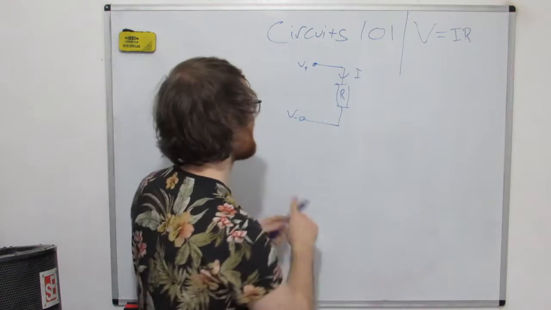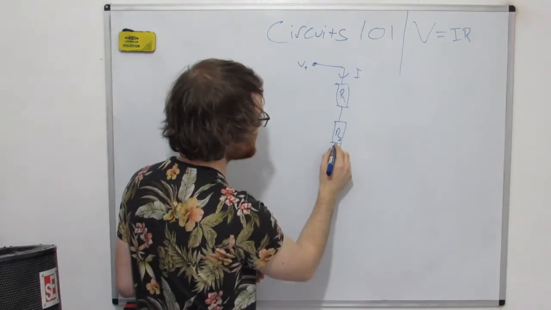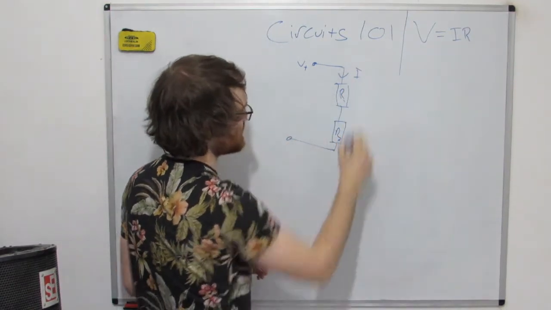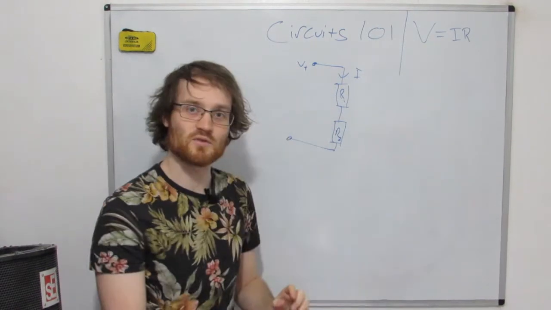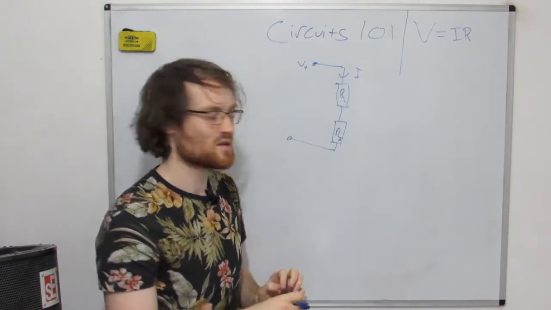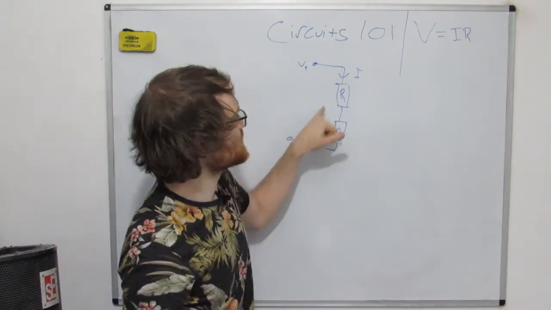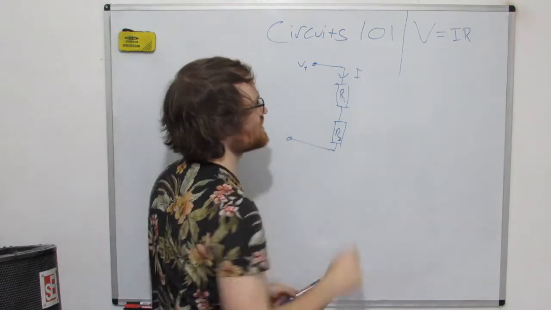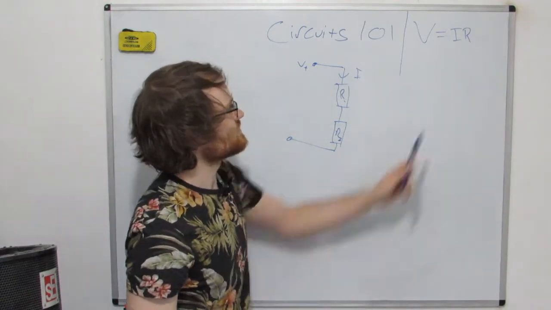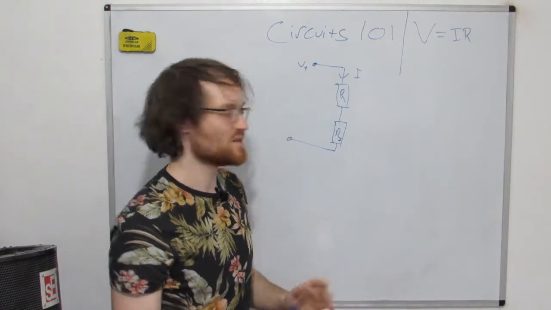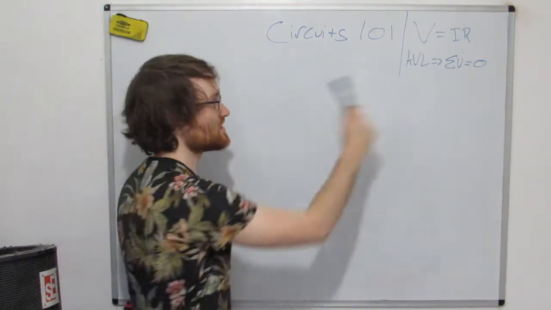individual component. So if I had R1 and R2, we've got some current flowing through here. This current flows through both of these because they're in series. So we could work out the voltage drop across either one of these by just multiplying the current by the resistance. Right, easy. Alright, so this is our second thing that we need to know.